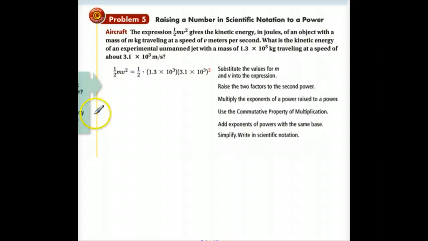All right, I'm going to go on. You can use the property of raising a product to a power to solve problems involving scientific notation. So let's do one of those together.